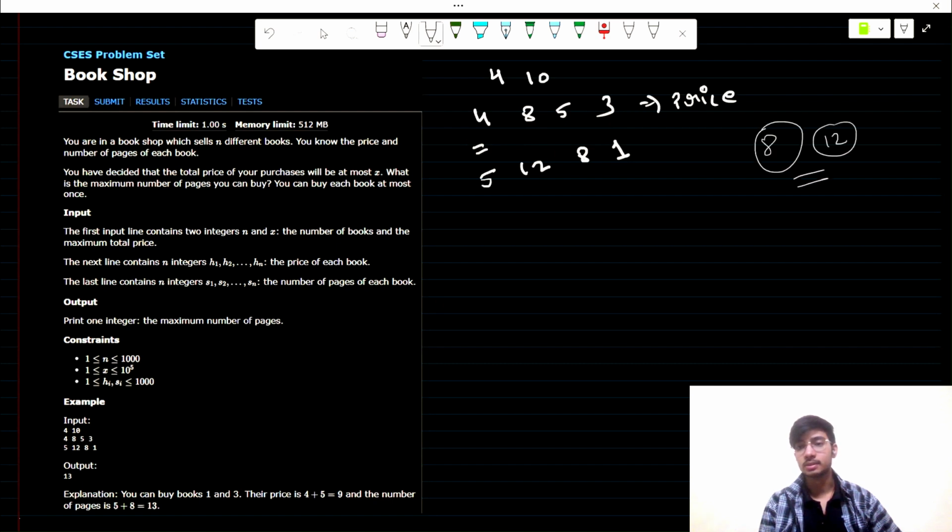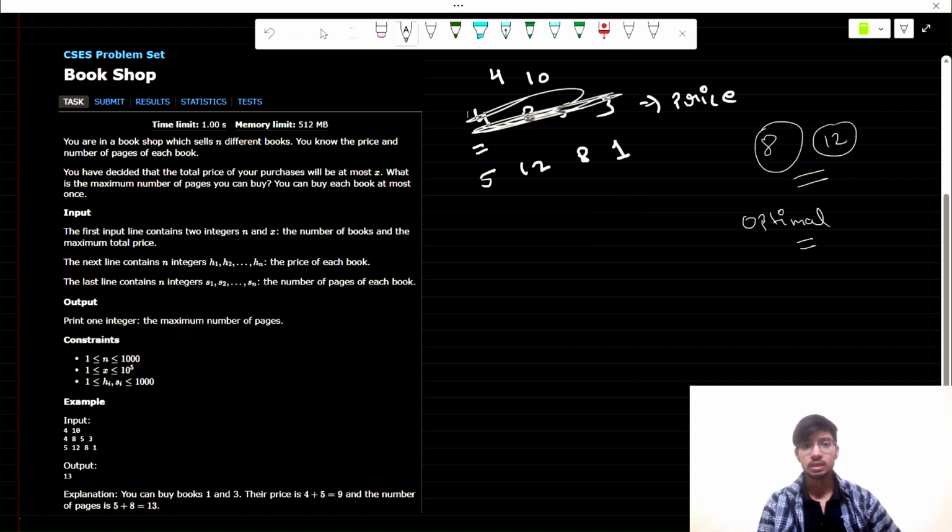But this is not the optimal answer. Why? You can also purchase the book of price 4 with 5 pages, and the book of price 5 with 8 pages. So the optimal answer is going to be 13 with a price of 9. You cannot purchase 8, 12 or 3, 1 together with these because the price would be greater than 10. So the greedy idea does not work here.